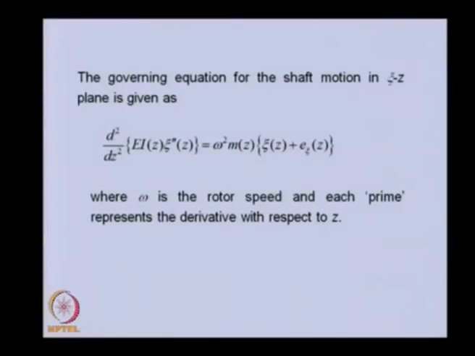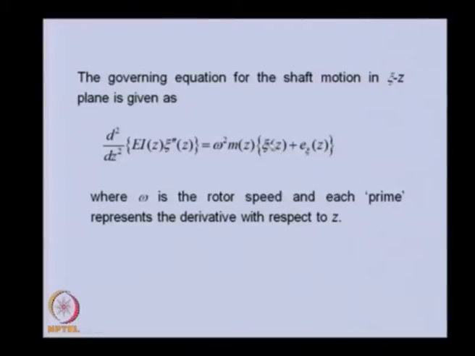Okay. Now, we will take up the governing equation of the shaft in the continuous system approach, and we are taking this in the x-z plane. This is the equation of motion which we derived during the transverse vibration when we considered the continuous system approach. You can see this prime is basically the derivative with respect to z, the double prime is a double derivative with respect to z. So, this is the elastic component and this is the inertia component.